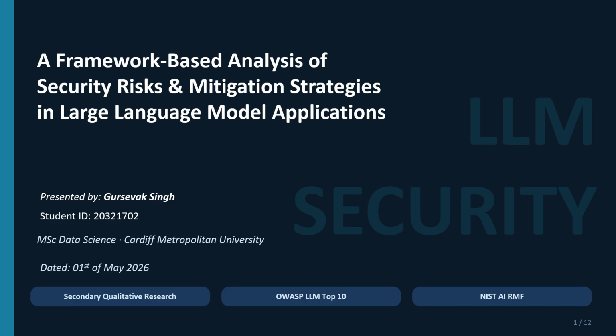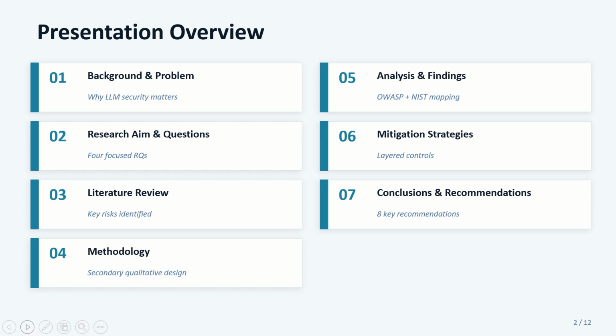So moving forward, this is the overview of my presentation. First of all, I would like to talk about the background and problem, why LLM security matters, the research aim and questions. I have developed 4 focused research questions, then the literature review, key risks identified, and then methodology. A secondary qualitative design I have used in this research, and then analysis and findings, in which I tried to map the OWASP and NIST models, and then mitigation strategies, conclusion and recommendations.